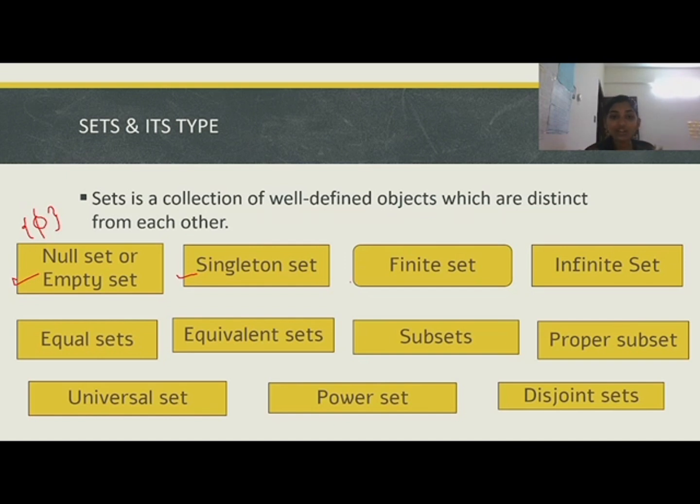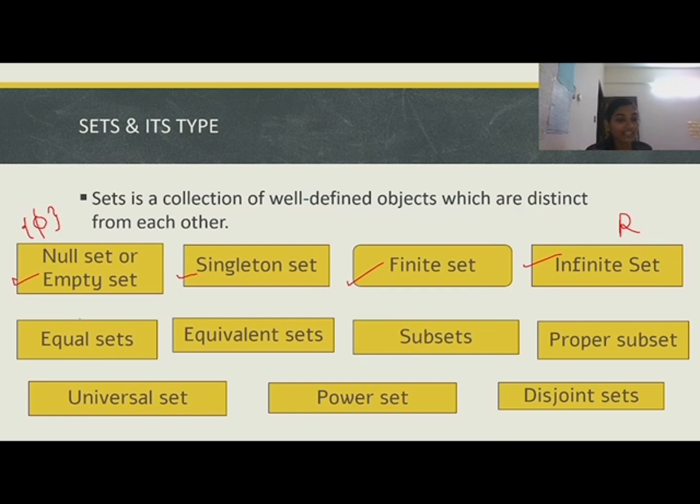Finite set: a set which contains a finite number of elements, we call it a finite set. Infinite set: a set which contains an infinite number of elements, then we call it an infinite set. Give an example, R. R means real numbers. Real numbers are infinite. Hence we can say R is an example of an infinite set.